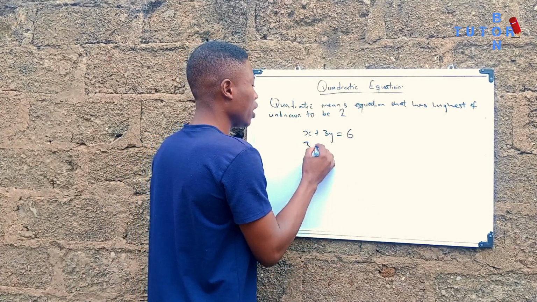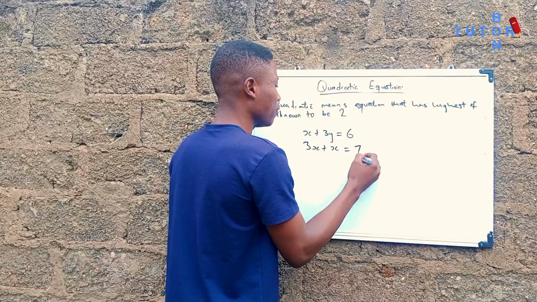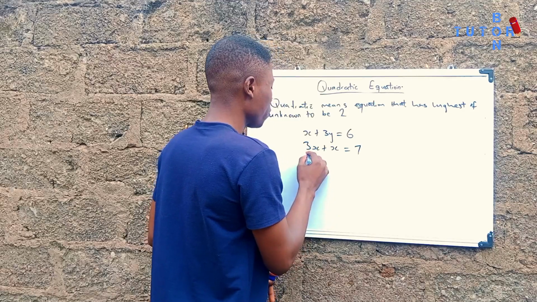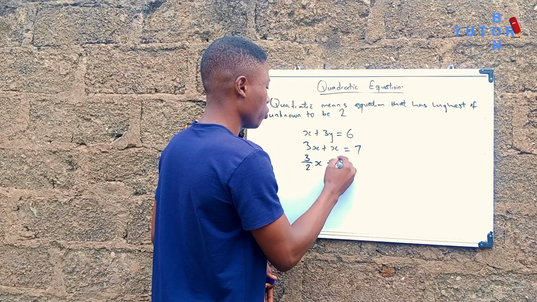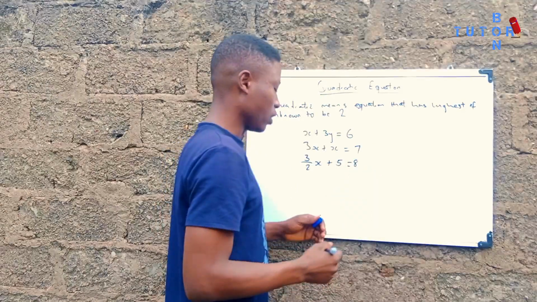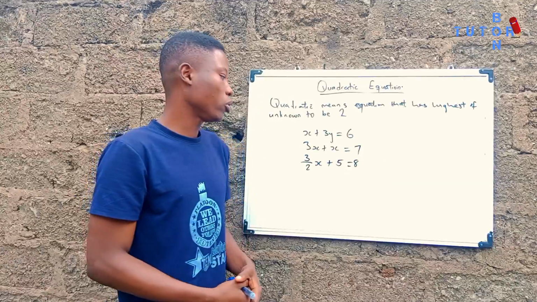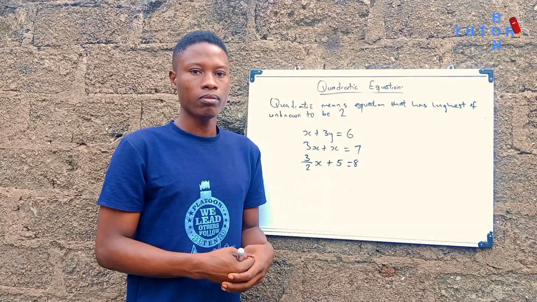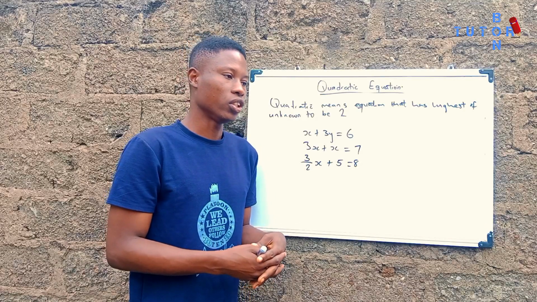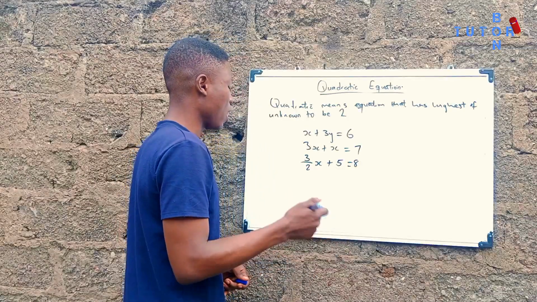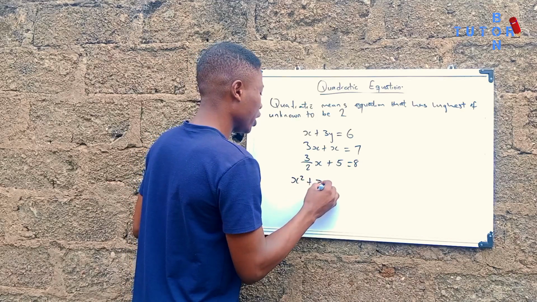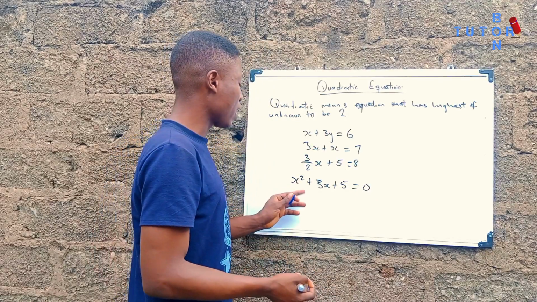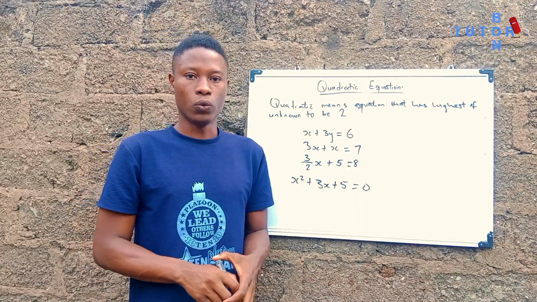If you have 3x plus x equals 7, this is also a linear equation. Even if you have 3 over 2x plus 5 equals 8, it is still a linear equation, because the x, the unknown here, has the highest power of 1. But a quadratic equation is a case whereby you have x squared plus 3x plus 5 equals, let's say, 0, as long as the highest power there is 2.